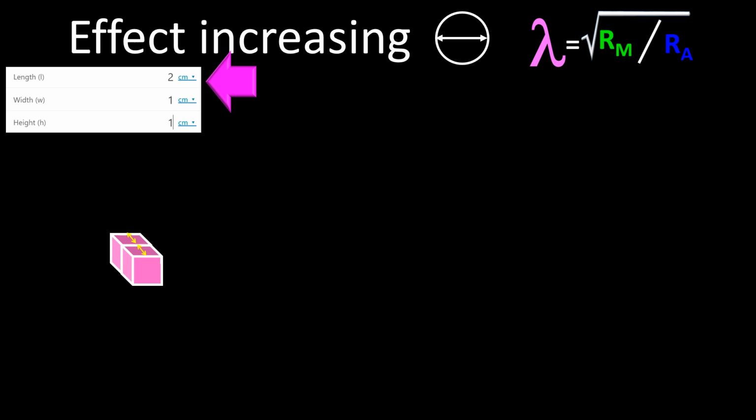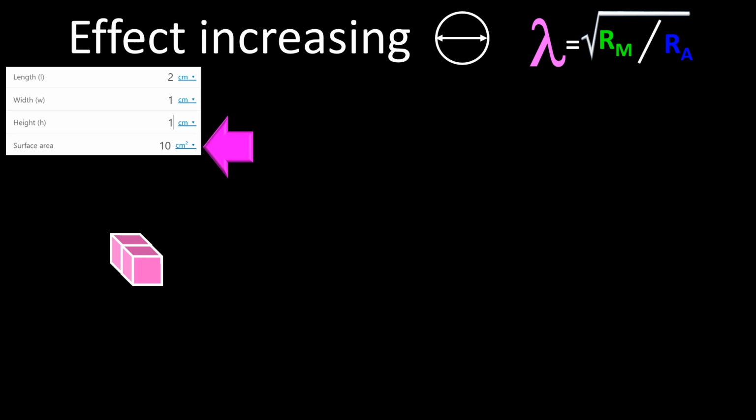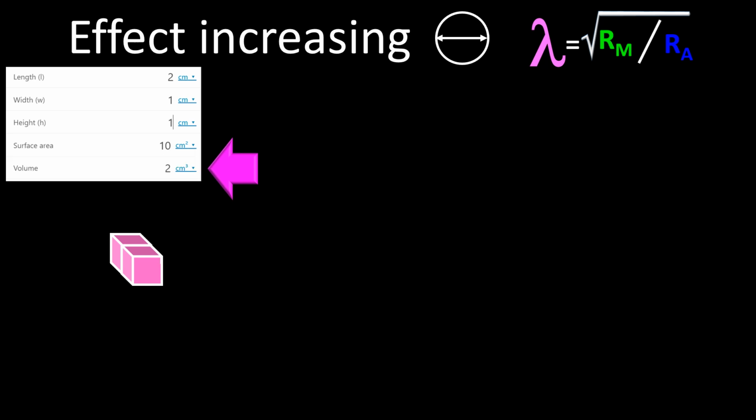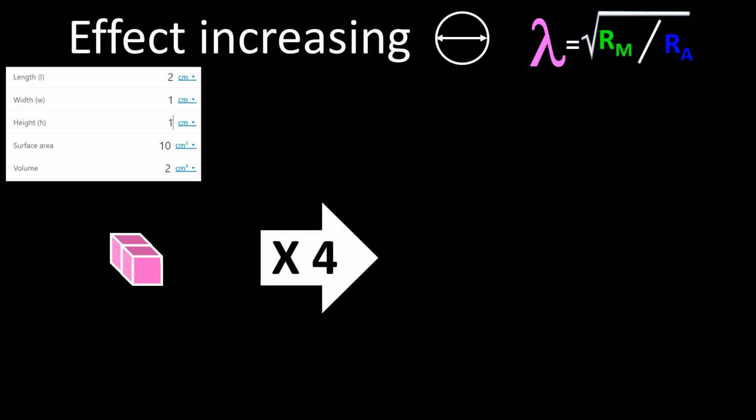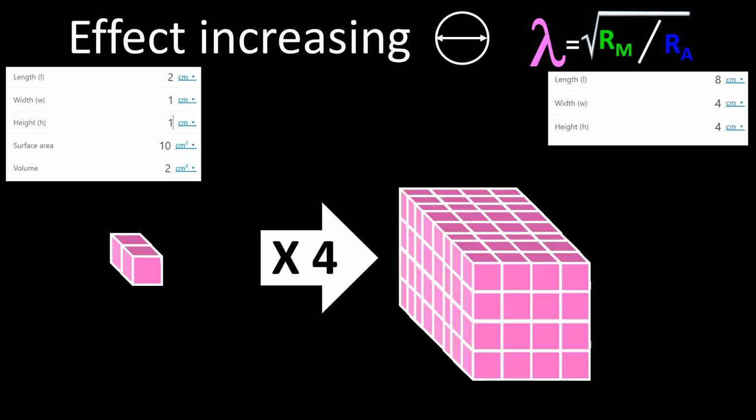We will use a rectangular prism measuring 2 centimeters in length, 1 in width, and 1 in height, as represented here. Hence, with an area of 10 square centimeters and a volume of 2 cubic centimeters. We have done this to show the effect that increasing the size of a rectangular prism by a factor of 4 will have on membrane resistance, which is a function of the surface area, and axial resistance, which is a function of volume.